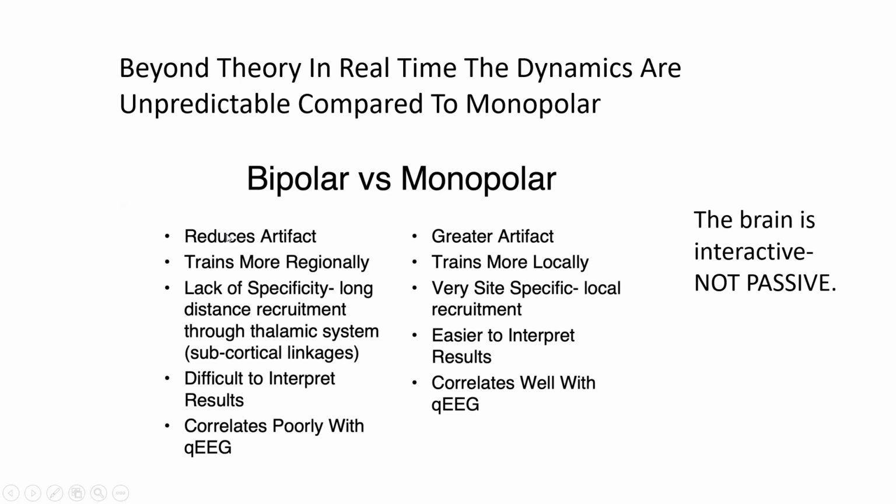So, you know, in the old days, they were saying, well, bipolar reduces artifact, trains more regionally. It's not as local because you've got two sensors on two different areas. It's difficult to interpret. Well, I think I made that point. And it correlates poorly with the EEG. So monopolar has some more artifact, but now we have auto artifacting, trains more locally. Most of us like that. It's very site specific. It's way easier to interpret the results, and it correlates with your EEG.